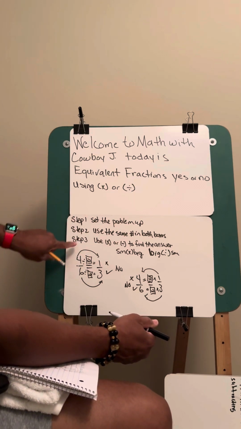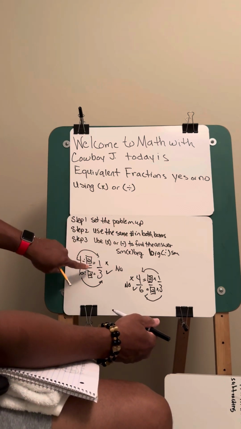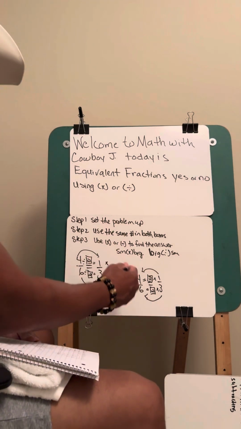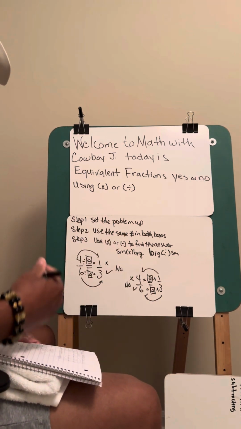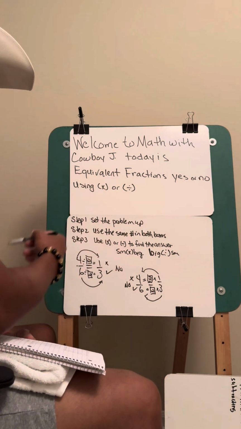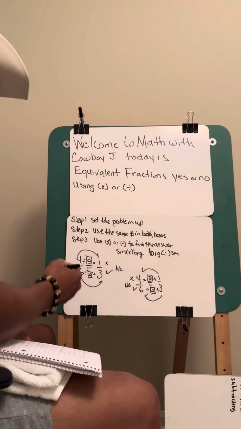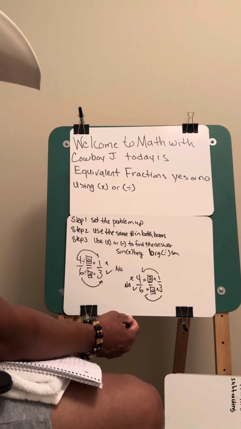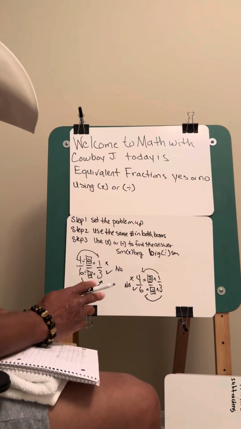Whether I go with multiplication or whether I go with division, I don't get 2 check marks. So you can either get 2 X's, 2 checks, or a check and an X. If it's not 2 check marks, it's not equivalent.